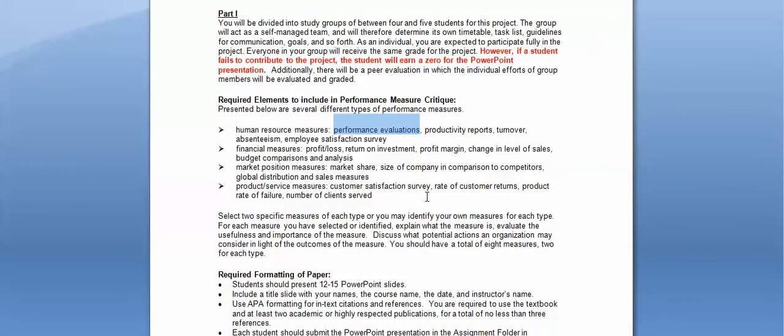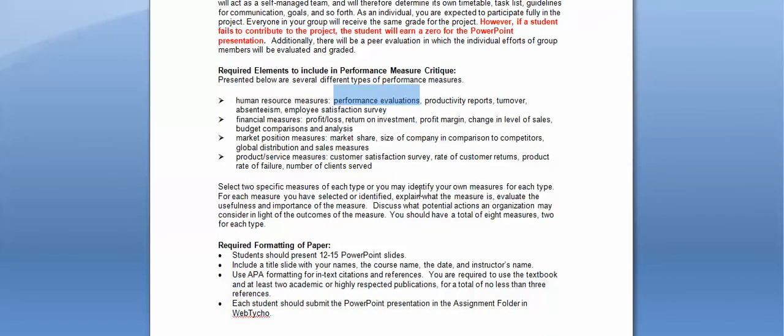So this part 1 is the actual PowerPoint presentation. Now, let me clarify that you'll have 8 measures. However, the entire PowerPoint presentation can be no longer than 12 to 15 pages, and that includes your title slide and a reference section. And I expect that you'll have a reference section for this PowerPoint because, after all, you are defining the various measurements under human resource, financial measures, market position, and product service.